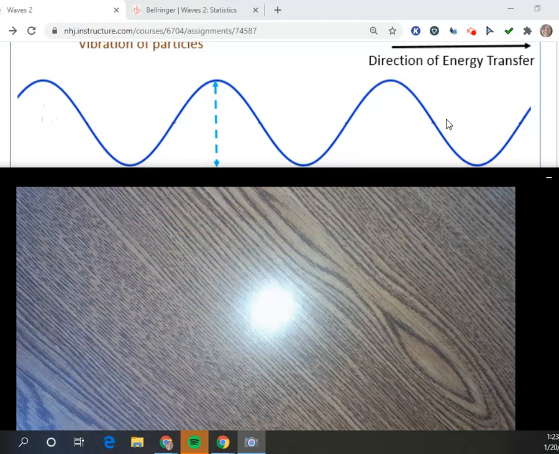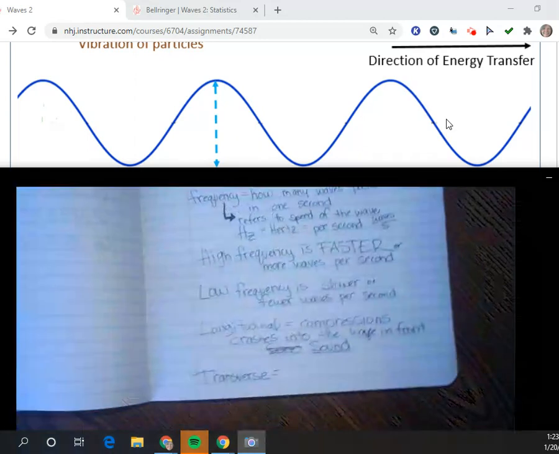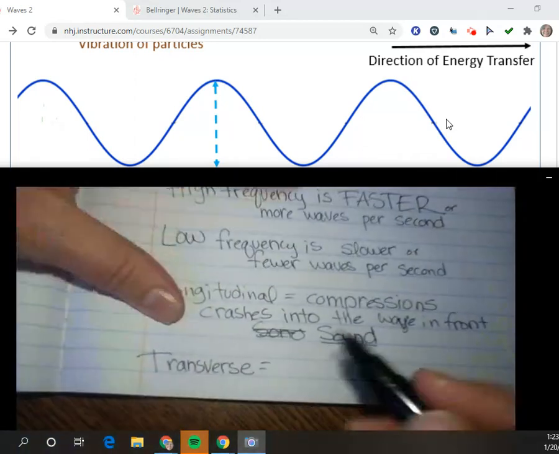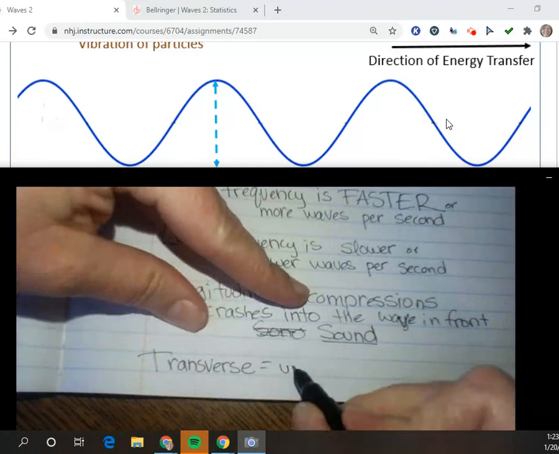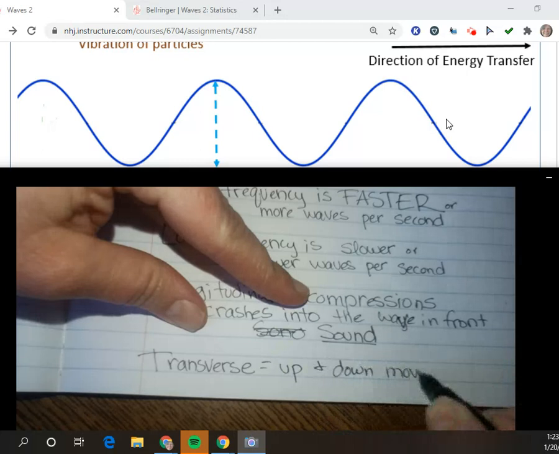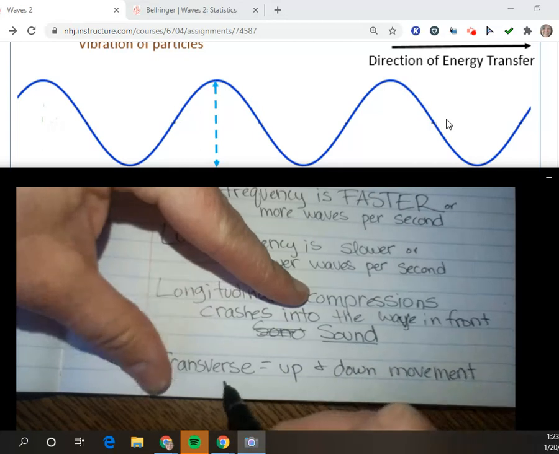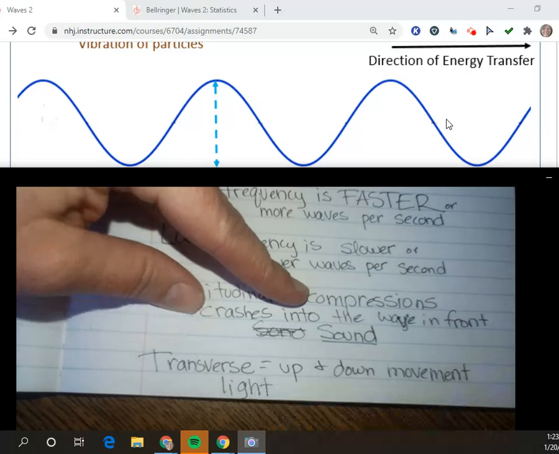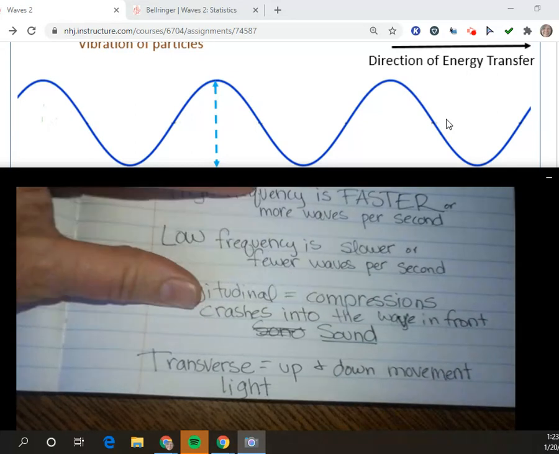Okay. So transverse equals up and down movement. So an example would be light. Okay.